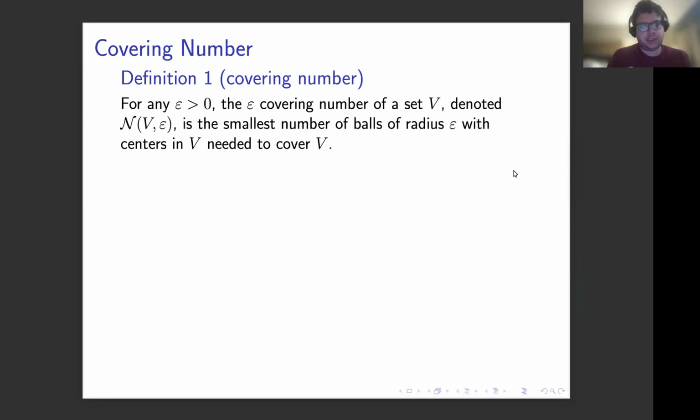So the talk is about covering numbers of algebraically defined sets. So let me first recall what covering numbers are. So if you have some subset V, in general, just in a metric space, then for any positive epsilon, the epsilon covering number of V, denoted by N(V, epsilon), is the smallest number of balls of radius epsilon centered in V needed to cover V.